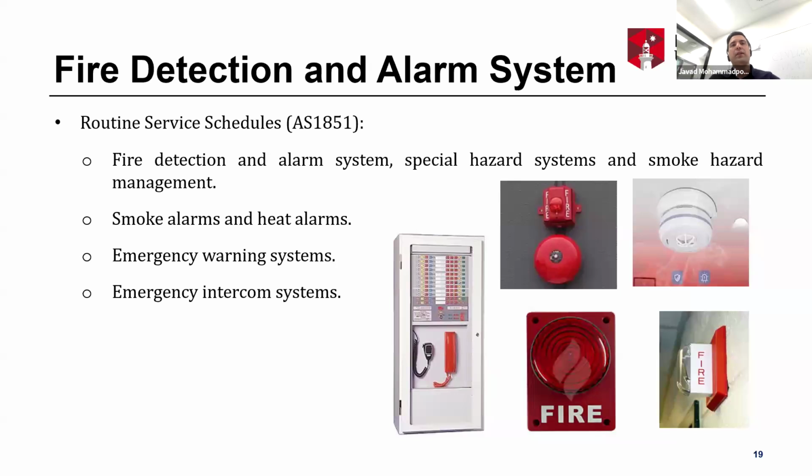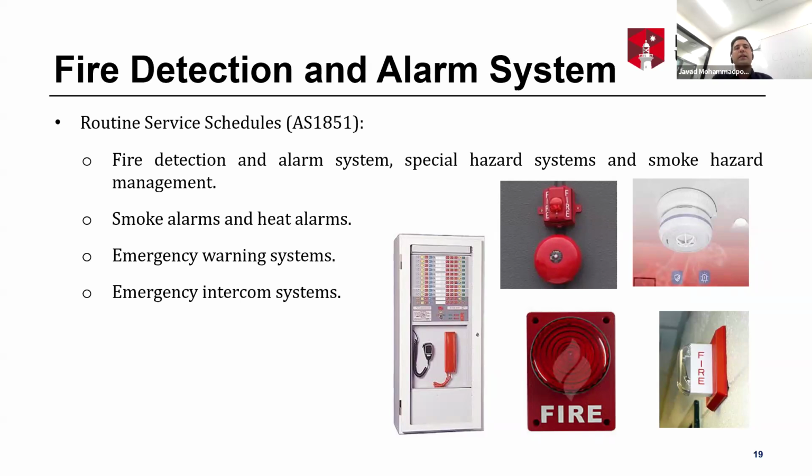So here you can see the fire detection and alarm system, where I have brought some points from AS 1851, the Australian standard. You can see that we have different routine service schedules. We have the fire detection and alarm system, special hazard systems, and smoke hazard management. You can see that in the figure. The other one is the smoke alarms and heat alarms. Definitely you have seen them maybe at the university or in your building.